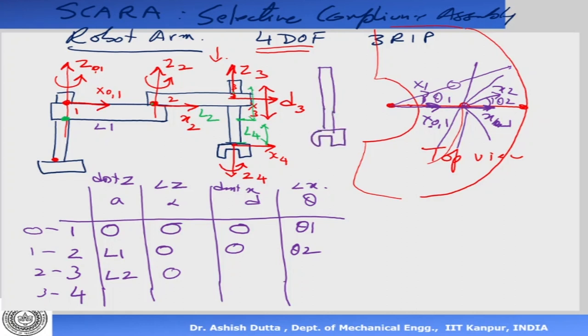Okay. This is my link 3, and the origin is here of link 3. This is my X3, that's my Z3. So when the link moves up and down, this will go up or it will go down. I hope you can imagine. It goes up and down. By how much? By D3.